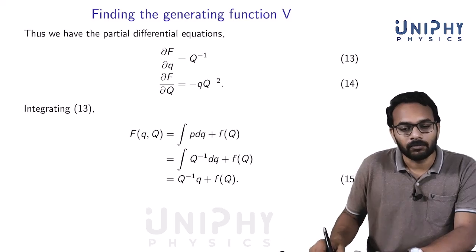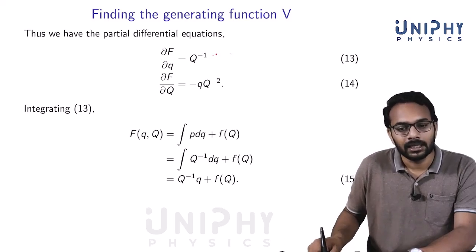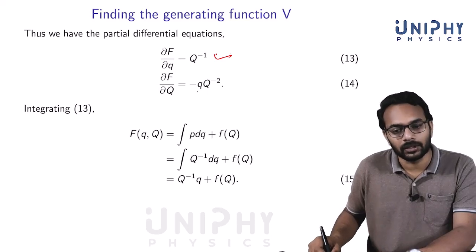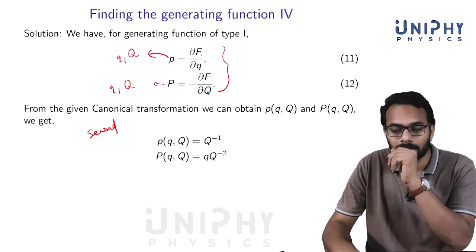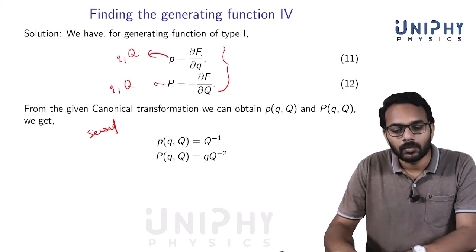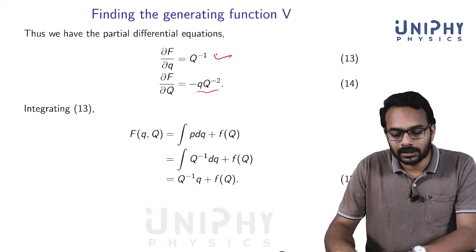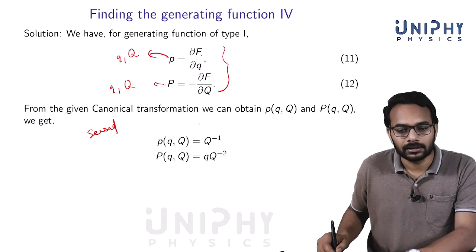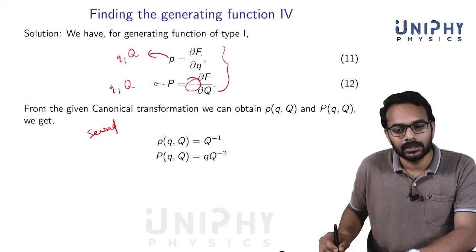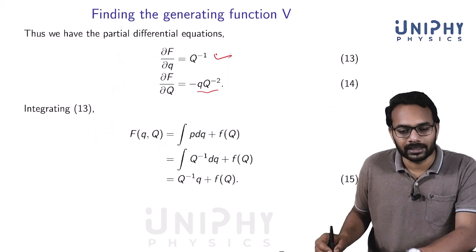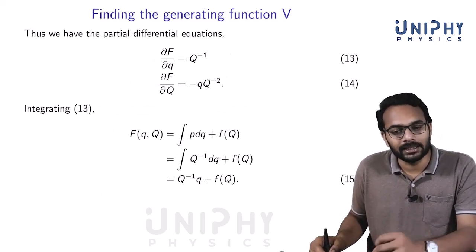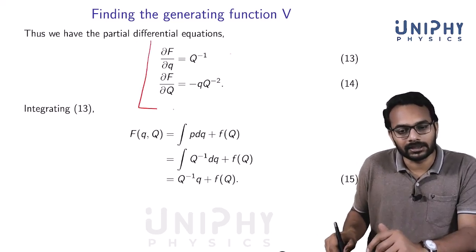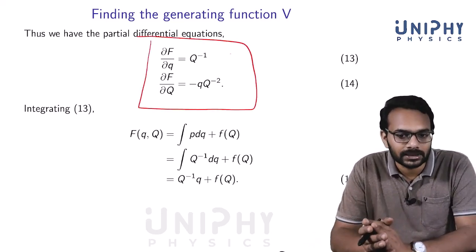We have got dou f by dou q is equal to Q inverse, and dou f by dou capital Q is equal to minus Q raised to minus 2. That's what I said, I think. Is there a minus sign that I missed somewhere? No, that's correct. You remember that there's a minus sign here, and you have to be careful to keep that minus sign. Now we have the partial differential equations obeyed by the generating function. Now it's just a matter of solving these equations.